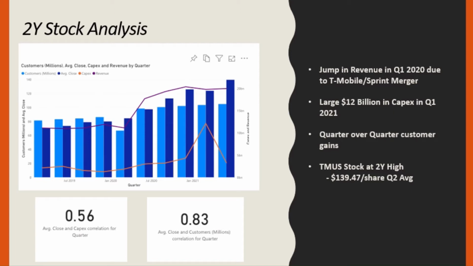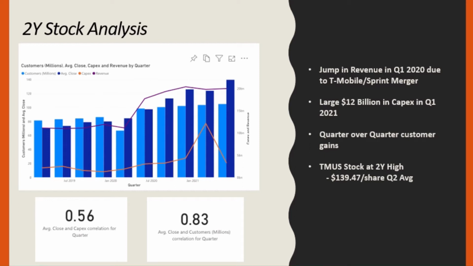You can see there is a jump in revenue in quarter 1, right when the purple line starts to pick up. One thing to discuss is during a quarter 1 2020 earnings call, the president of technology at T-Mobile, Neville Ray, announced plans to spend $60 billion in CapEx, and you can see that CapEx spend starting to increase in quarter 1 of 2021. It's that peak on the orange line. There's a large $12 billion expenditure in CapEx.